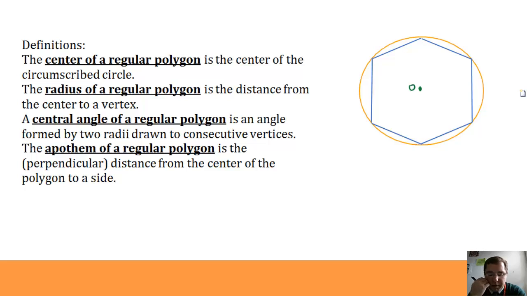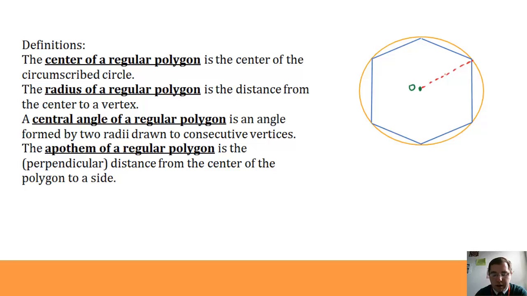The radius of a regular polygon is the distance from the center to a vertex. In other words, it's the radius of the circle circumscribed about it. The distance from the center to a vertex, like that distance, would be the radius of the polygon. Because it's the distance from the center to the vertex, it's also a radius of the circle.